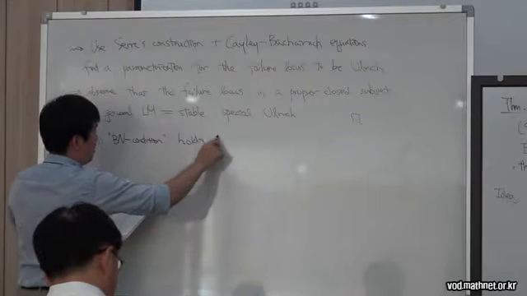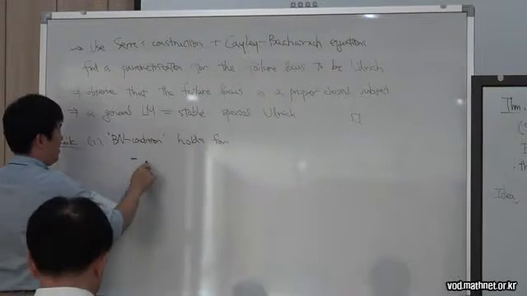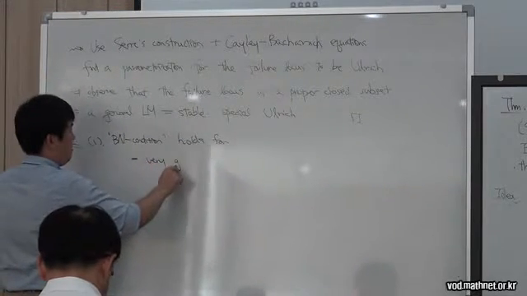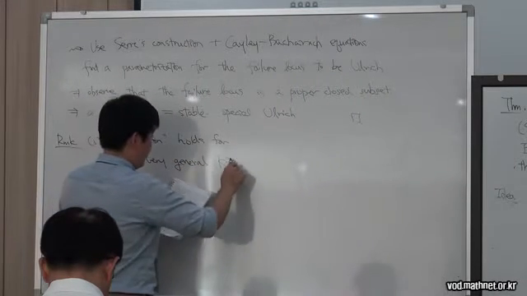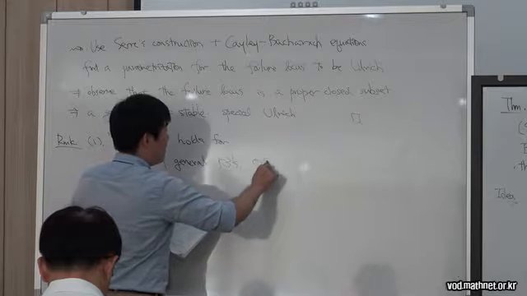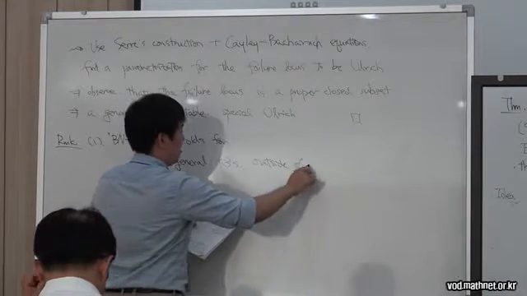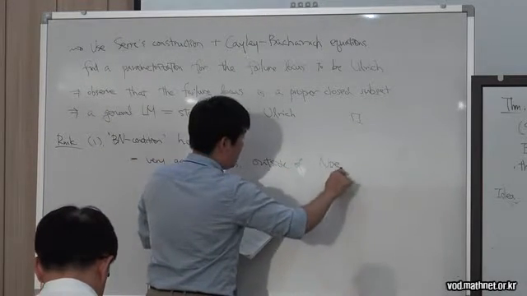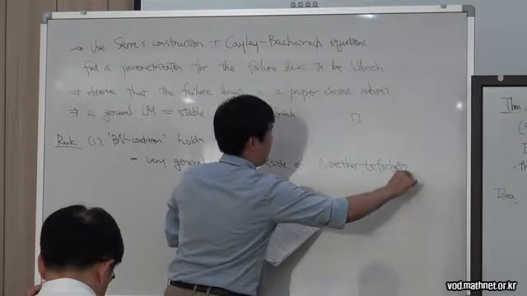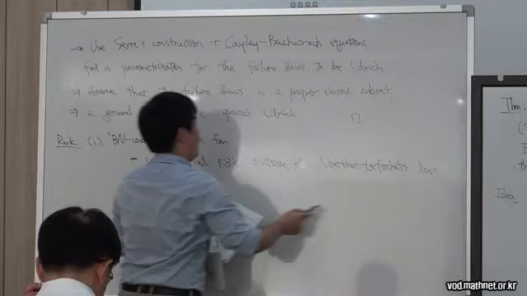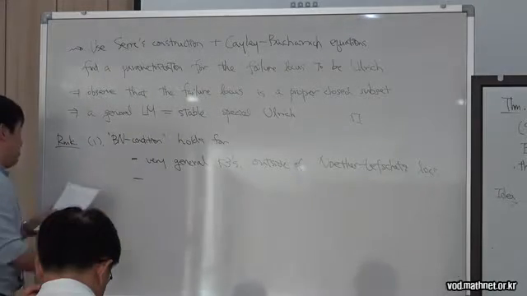holds for a very general K3 surface outside of the union of Noether-Lefschetz loci. So that's why we need a very general assumption.